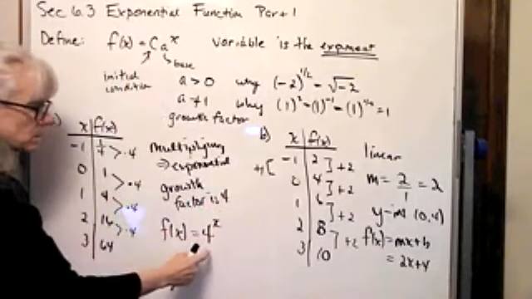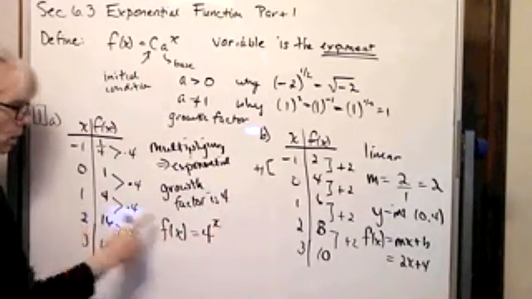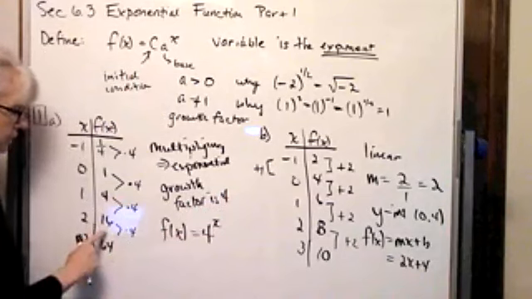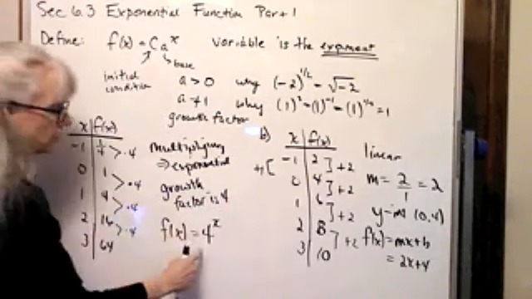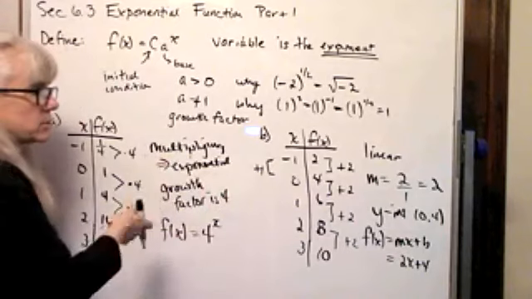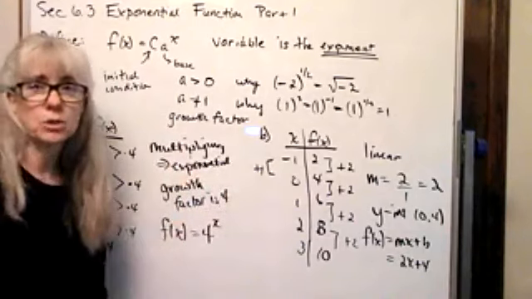Let's double check to make sure. So plug in a number. You plug in 1, 4 to the 1 is 4. That works. Plug in a 2, 4 squared sure enough is 16. If we plug in the -1, 4 to the -1 is 1/4. So it works. So that's how we can tell the difference between a linear model and an exponential model.